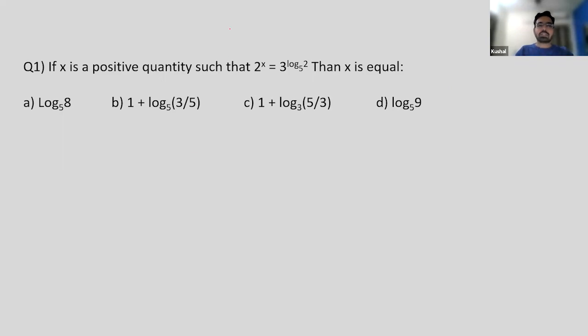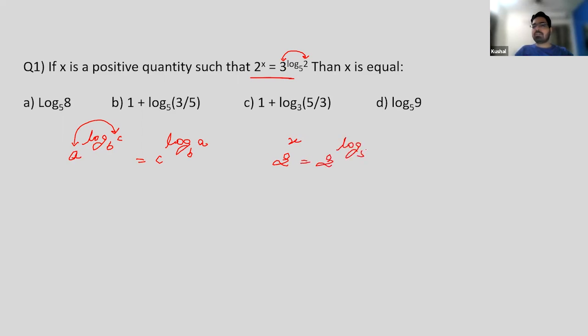It says x is a positive quantity such that 2 to the power of x is equal to 3 to the power of log base 5 2. Now, if you remember the identity property of log that we had spoken about, a to the power of log base b c, a and c are interchangeable, right? So we had written this as c to the power of log base b a, correct? So can I then similarly interchange these two values? So can I then rewrite the given equation as 2 to the power of x equals 2 to the power of log base 5 3?